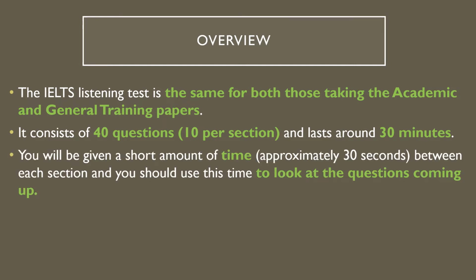Next, after each section with 10 items, you will be given a short amount of time, which is approximately 30 seconds, to look at the questions that will come up next in the next section. You will hear this as an instruction, and when you hear it, make sure to follow it. Scan and skim through the items on the next section. Do not waste this precious time. Remember that in the listening process, the first step is the before listening step, and in that step, one of the suggested activities is to anticipate what's to come next. This is exactly that part.